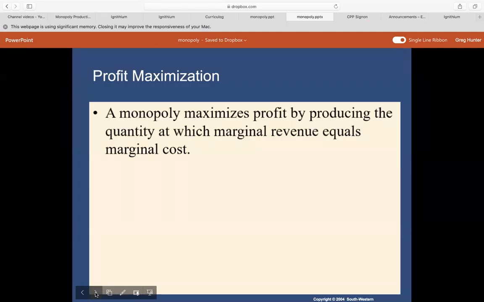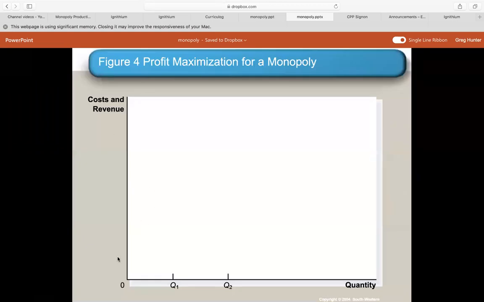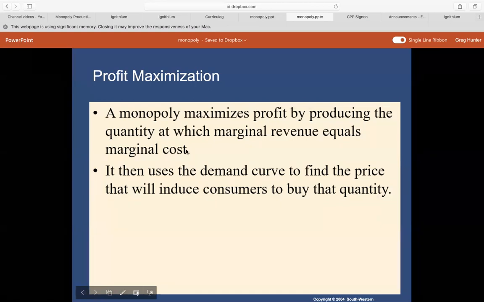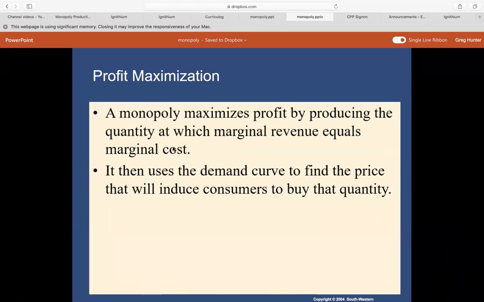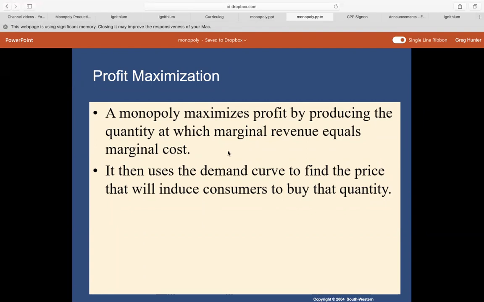Now we want to talk about profit maximization. The key idea here is that profit maximization occurs at the quantity where marginal revenue is equal to marginal cost. This first bullet point is super important. That's how the monopolist is going to identify its profit-maximizing quantity of the good. It's going to look where its marginal revenue crosses its marginal cost.